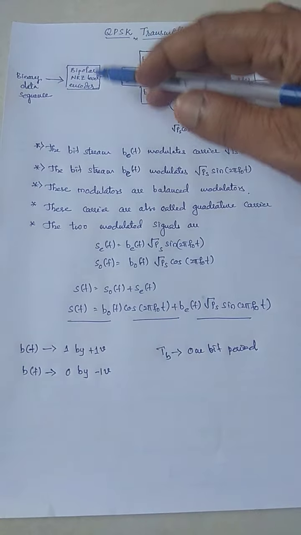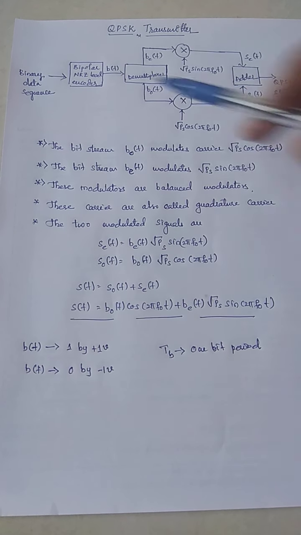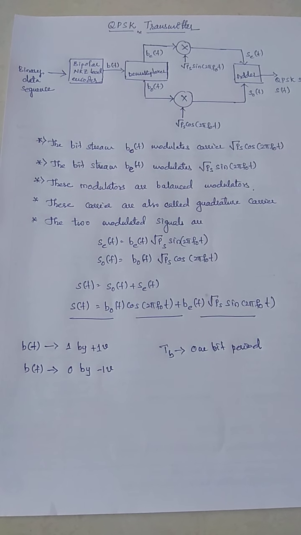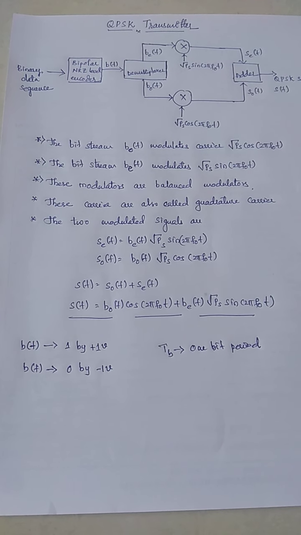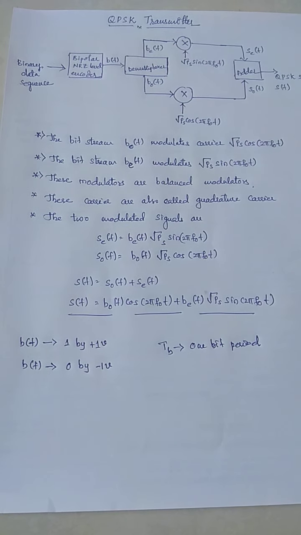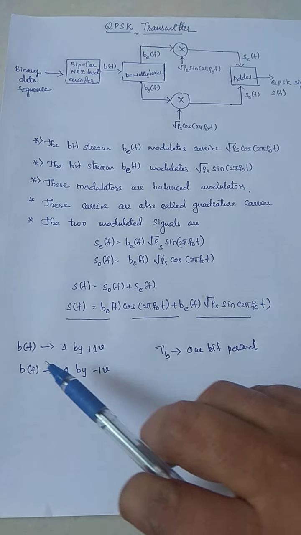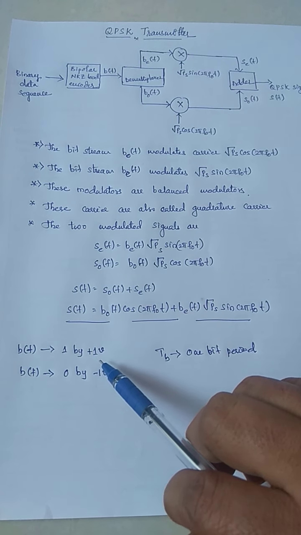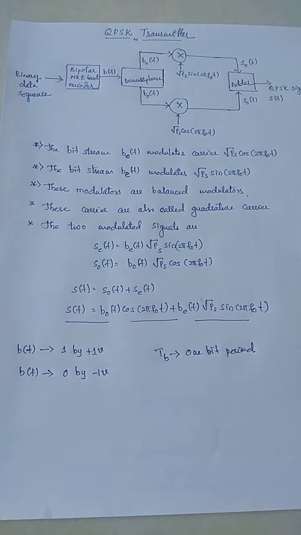In the QPSK transmitter, the input binary sequence is first converted into a bipolar non-return-to-zero type of signal, that is called b(t). It represents the binary 1 by plus 1 volt and binary 0 by minus 1 volt.